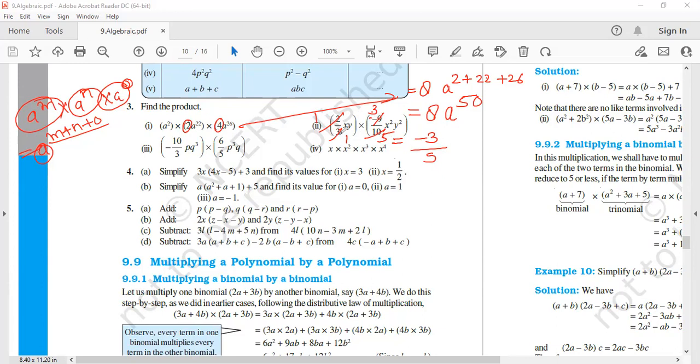3 1s are 3, because of this minus sign, minus sign, 5 1s are 5, and xy, that will be x power 1 plus 2, y power 1 plus 2 again. So minus 3 upon 5, x power 3, y power 3. Is it? This is the process, or this is the answer for the second one.